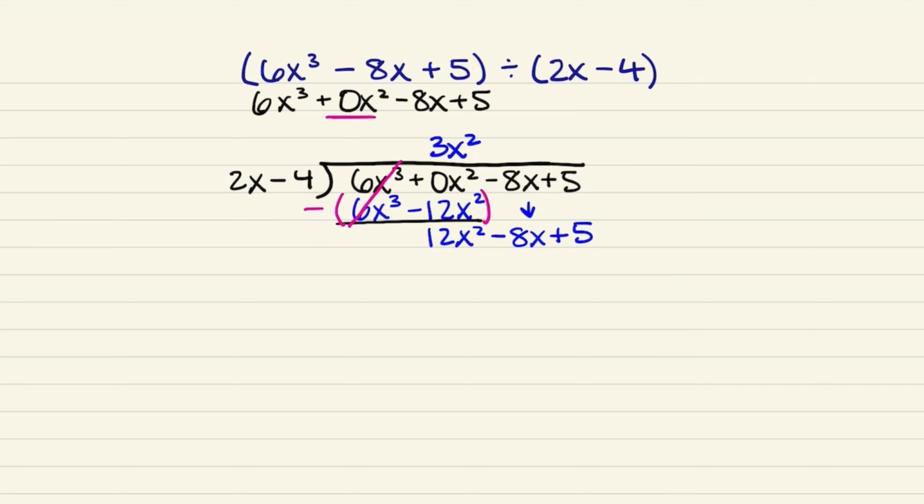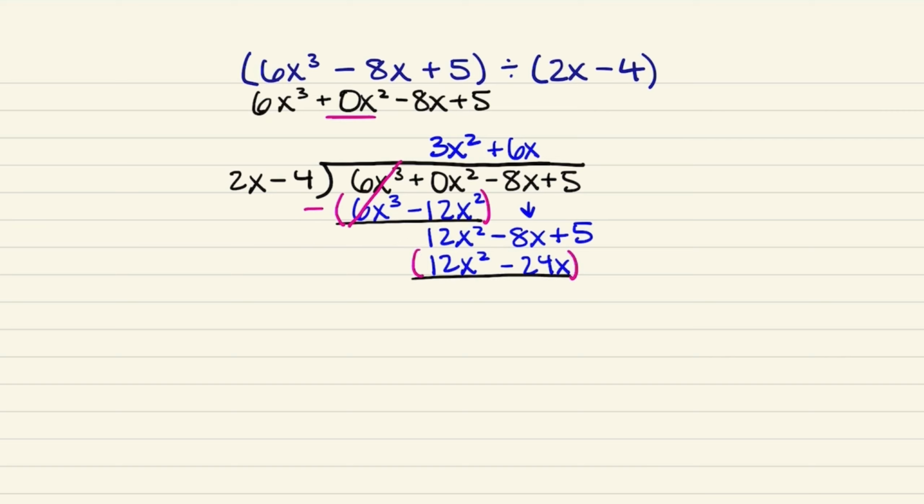Now we do, again, we look at our 12x squared, our first terms. 2x times what will give me 12x squared? Well, 2 times 6 will give me 12. X times x will give me x squared. So it's going to be 6x, positive 6x. 2x times 6x, we just figured that out, it's 12x squared. Negative 4 times 6x is negative 24x.